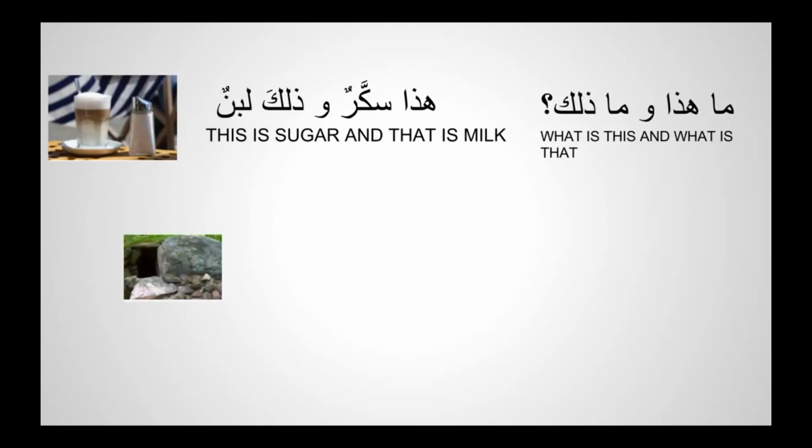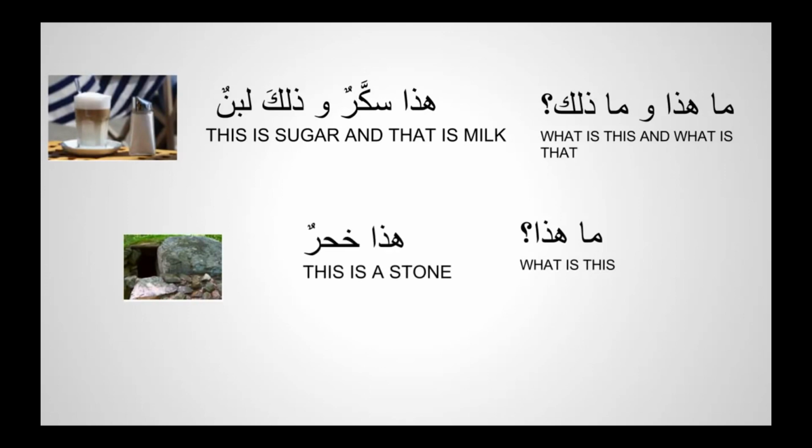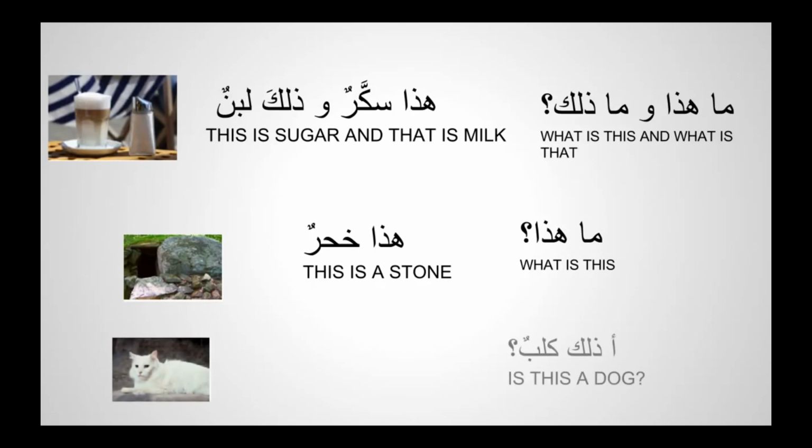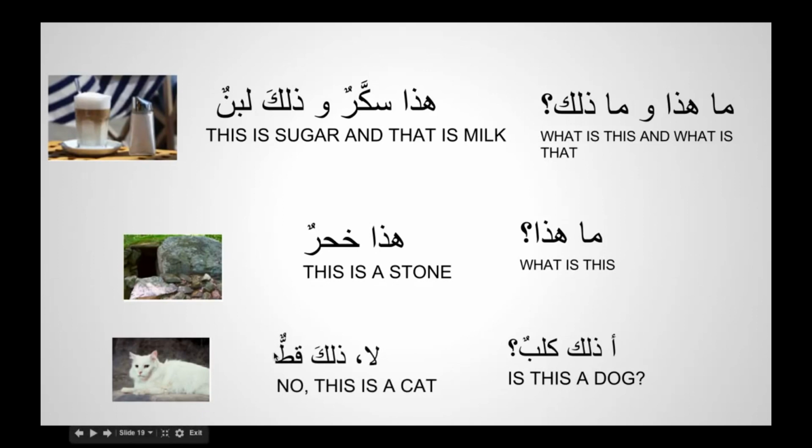Let's catch up again. Ma hadha, what is this? Hadha hajarun. This is a stone. Ahadha dhalika qalbun? Is that a dog? Sorry, there's a little mistake here. Is that a dog? La dhalika qittun. No, that is a cat. So that is our lesson on hadha and dhalika.